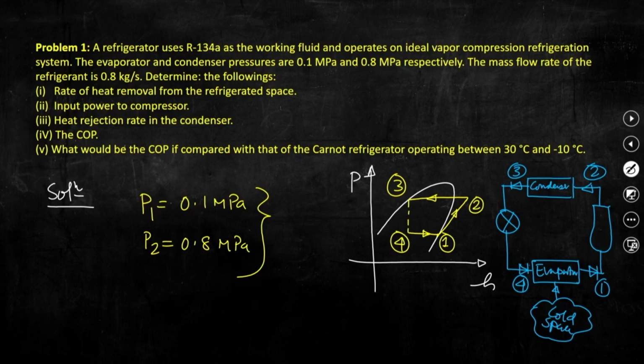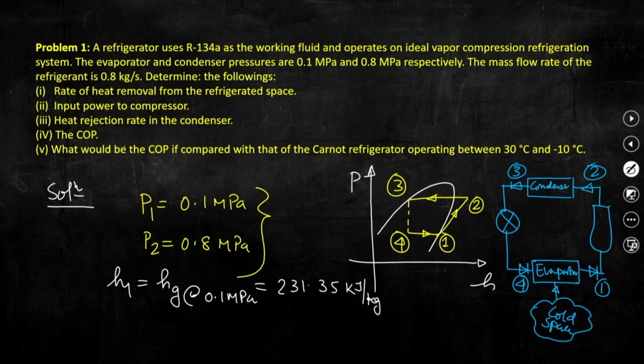So, now the question is, what would be h1? So, we try to understand. h1 is basically hg at 0.1 MPa, because this is on the saturated vapor line. So, using the property table, this is basically 231.35 kilojoule per kg. So, this value we are getting using the property table.